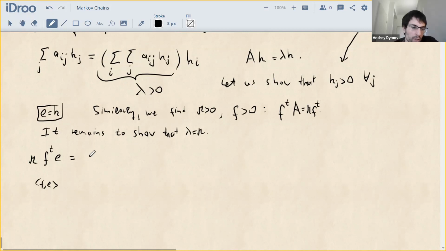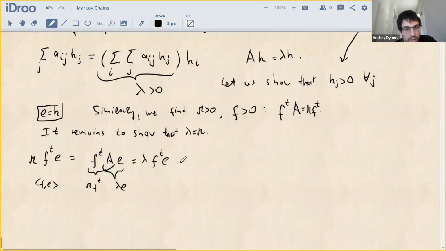Then what is written down here? The following thing: f transposed times A times e, right? Because this gives exactly mu times f transposed. But this gives f transposed times lambda times e, because A times e gives lambda times e, right? Well, it means that either lambda equals mu, or this factor f transposed times e equals 0. But this is impossible. This possibility doesn't exist. Why?